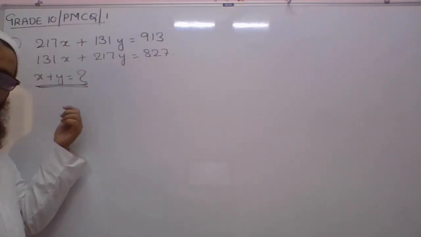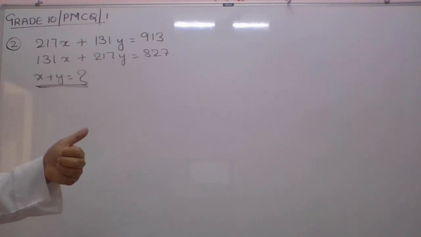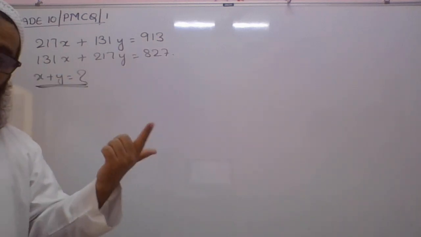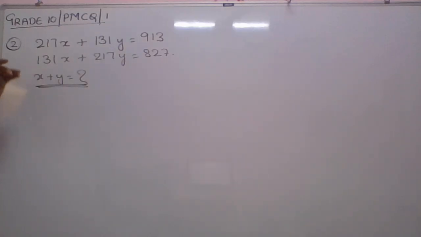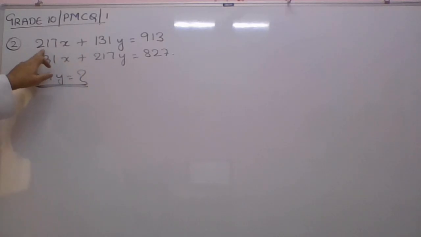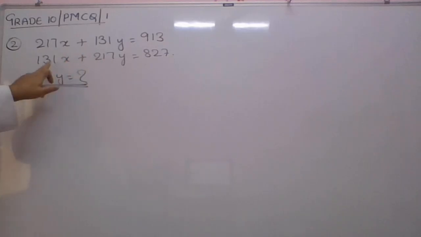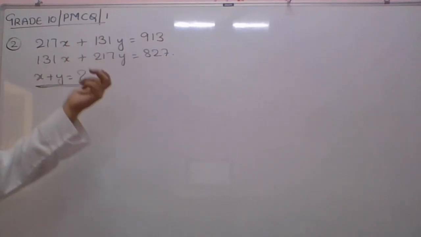Whenever there are these kinds of problems, either you can do it by the substitution method or the elimination method. In order to do elimination, the coefficients of x should be equal, or the coefficients of y should be equal. But here they are different. If you watch this properly, the coefficient of x is 217 in the first equation, and in the second equation the coefficient of y is 217. And here 131 and here also 131. That means they are interchanged.